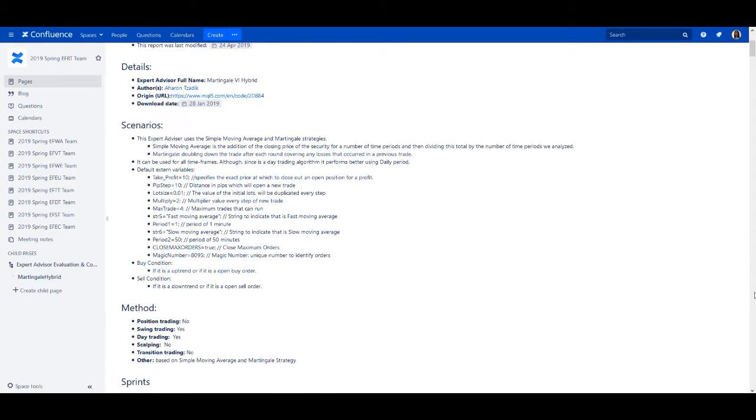So this expert advisor uses the simple moving average and the Martingale strategy to decide how to make an order. So if it's an uptrend or if it's an open buy order, then it will be placing a buy order. And if it's a downtrend or if it's an open sell order, then it would place a sell order. Besides that, this EA can be used for all time frames. But since it's a day trading algorithm, it's better using it in the daily period.